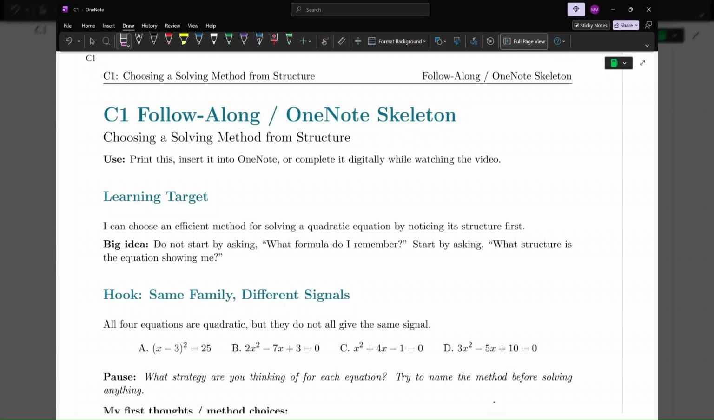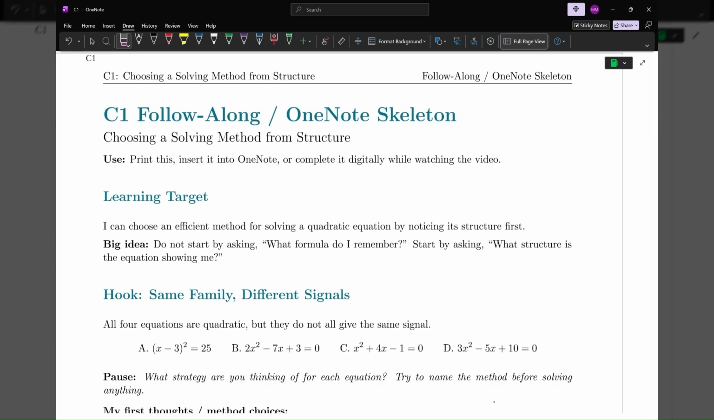Okay, welcome to our first core video. In this video, we're going to be looking at how we solve quadratic equations, specifically by choosing a method that aligns with the structure. What we want to be doing is tailoring our solution process to what the question tells us, rather than just looking for a one-size-fits-all solution to problems.